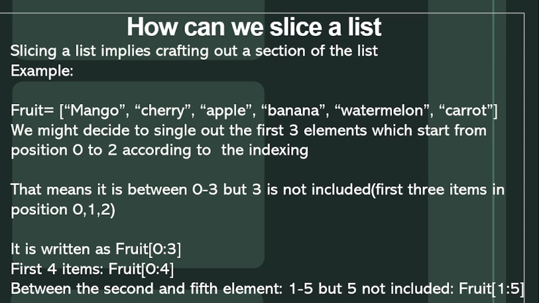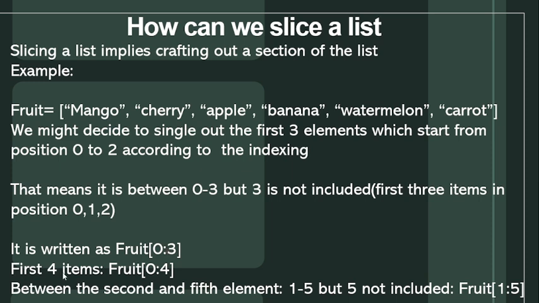For instance, you have fruits, the previous example I've used. We might want to single out the first 3 elements. The first 3 elements will be position 0, 1, and 2. This is how we write it. It means between 0 and 3, but 3 is not included. You understand? That is how Python sees it. So it's going to include 0, 1, 2. You write it as fruit between 0 and 3, but index 3 will not be there. It's going to stop at 2. The last one will not be there. That's how Python sees it.